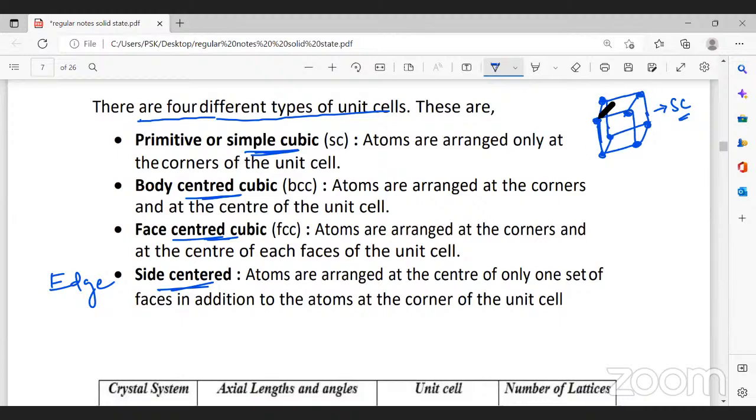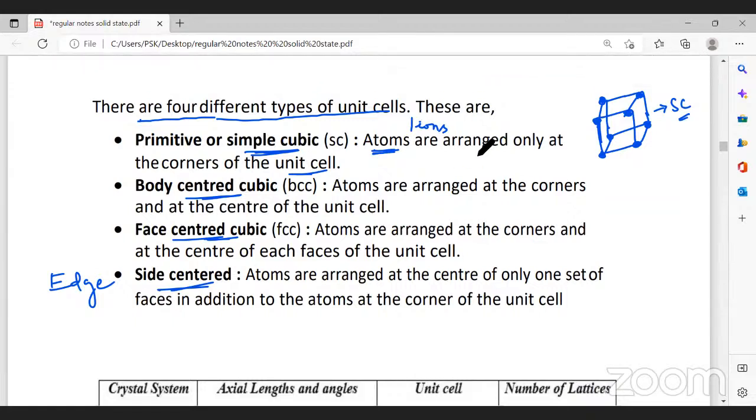You can understand this. The cube has 8 corners. So in the 8 corners, there are particles. Since there are particles placed in the 8 corners, only this representation will be called a simple cube. Atoms are arranged only at the corners of the unit cell. I'm using the term particles because it can be ions also. So atoms or ions, when they're arranged at only the corners of the unit cell, are called a simple cubic unit cell. Followed? Yes, sir.